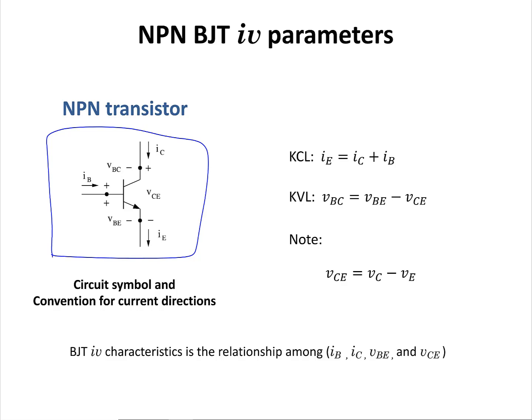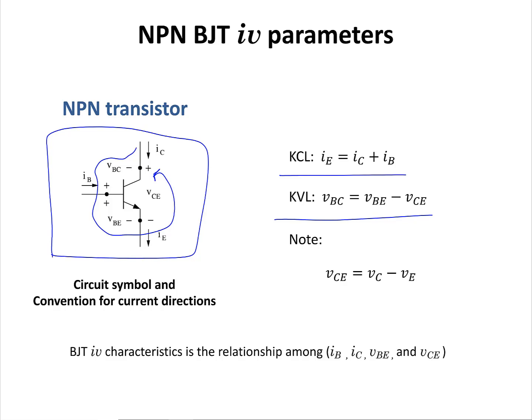Using KCL, we can write IE equals IC plus IB, and using KVL, with this loop, we can write VBC equals VBE minus VCE. Please note that VCE means V collector minus V emitter. That means the node voltage at the collector, or collector node voltage, minus the node voltage at the emitter, or emitter node voltage.